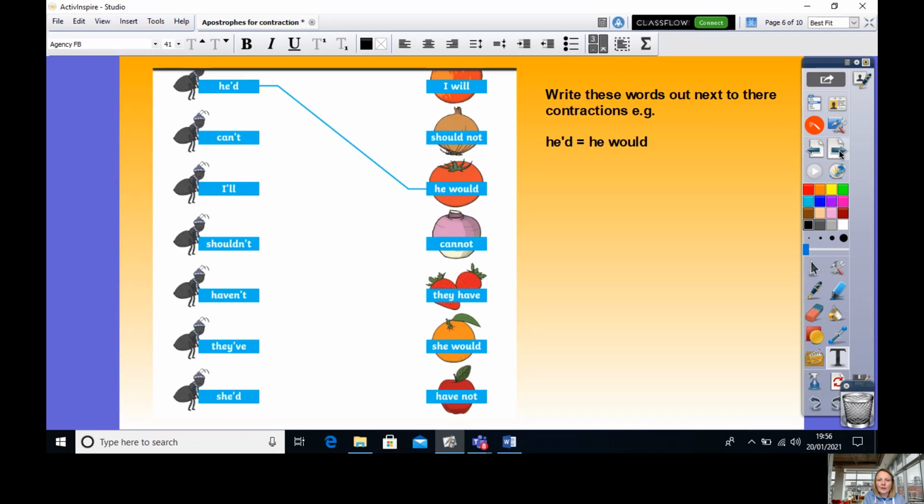Okay, moving on. So the first activity on your sheet is to write these words out next to their contractions. So if you've got the sheet, you've got these words written down, and you've just got to write the matching contraction with them.